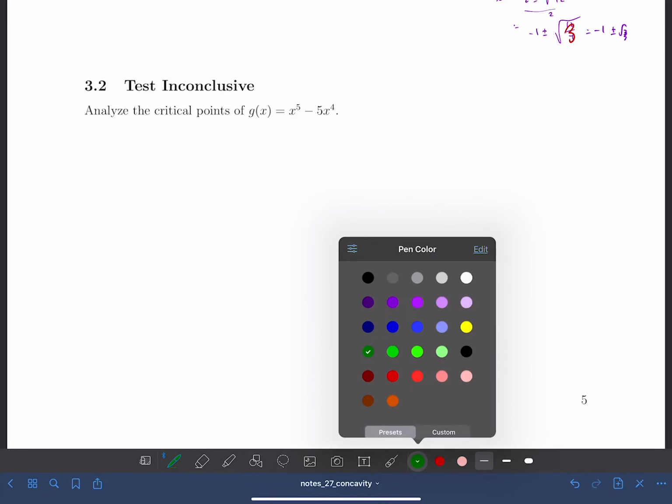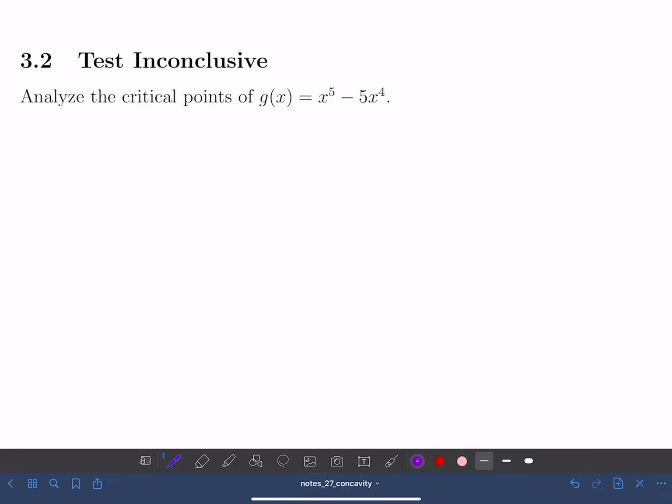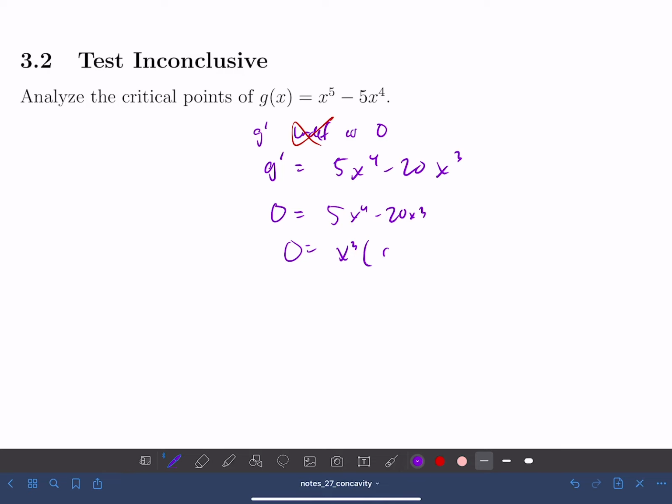Let's play with this function, which I call g: x to the fifth minus 5x to the fourth. We're going to analyze its critical points. Critical points are where g prime is undefined or 0, but there are no places where g prime is undefined because it's a polynomial. So we just need g prime, that's 5x to the fourth minus 20x cubed. And that's going to be 0 when 0 equals x cubed times 5x minus 20.